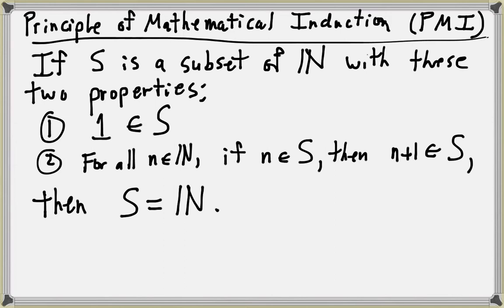And I'll show you some examples of how to prove statements about natural numbers using the principle of mathematical induction, or simply just saying by induction. But first, I'm going to show you that this is actually equivalent to the well-ordering principle. First, I want to show that the well-ordering principle implies the principle of mathematical induction. Okay, so here's the proof of this implication.